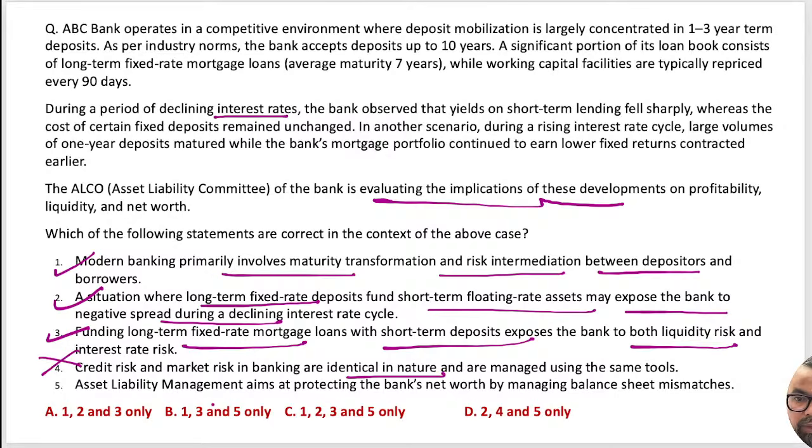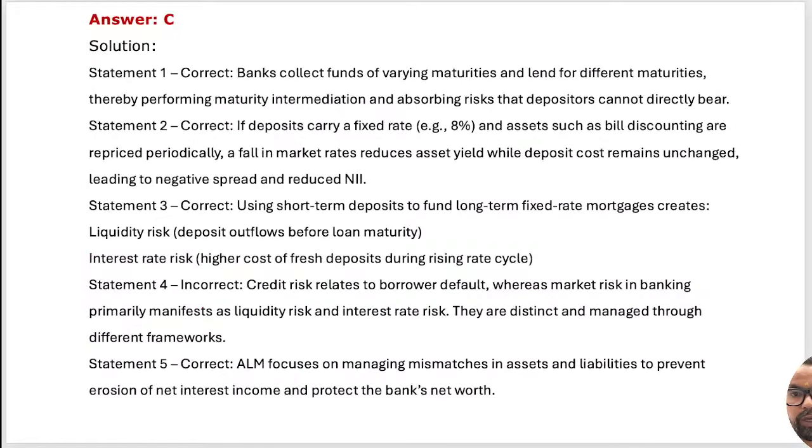No, wrong here. Asset liability management aims at protecting the bank's net worth by balancing the balance sheet mismatch. This is true. 1, 2, 3, 5. 1, 2, 3, 5 means option C should be the right answer for this particular one. Very good, guys. Next one.